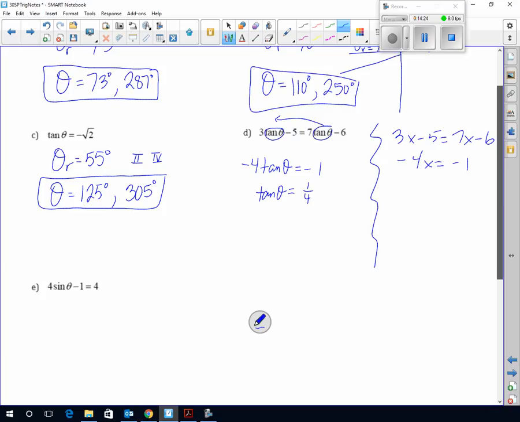And do you see the tan ratio is positive? Yes? So where's tan positive? Not 1 and 4, 1 and 3. So theta equals, well, 14, yeah. And 3 would be 194. Very good.